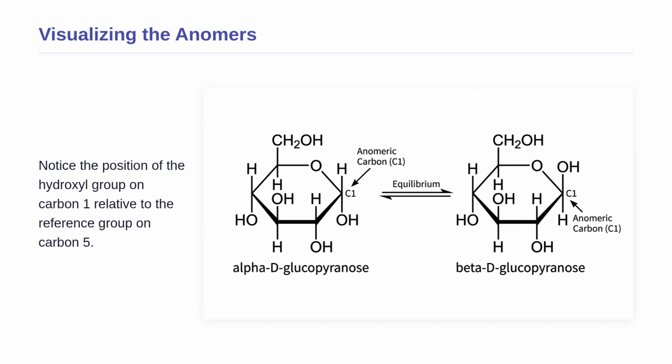In the alpha anomer, the hydroxyl group points downwards, which is opposite to the heavy reference group pointing up on carbon 5. In the beta anomer on the right, that same hydroxyl group points upwards in the exact same direction as the reference group. This visualizes the steric clash we just discussed. The beta form keeps those bulky groups out of each other's way, making it the more stable configuration in nature.